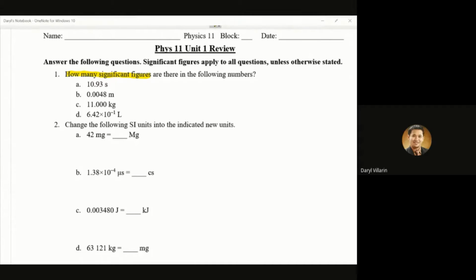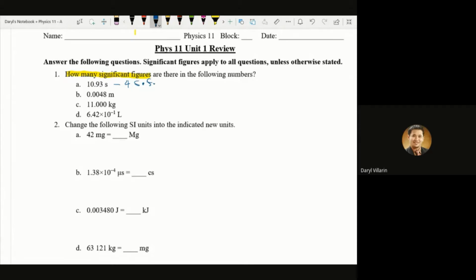So for the first one, this one contains four significant figures. Okay, so the zeros here are in between non-zeros, wherein all non-zeros are significant.